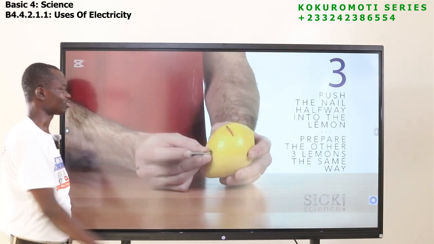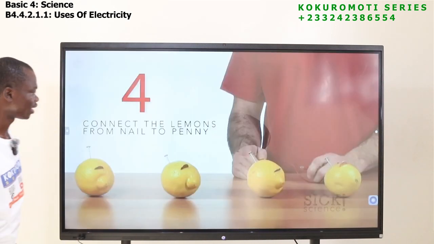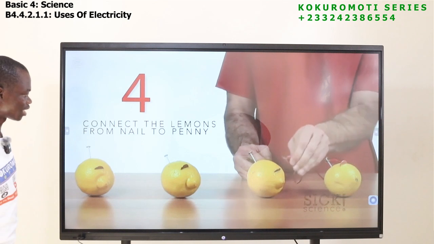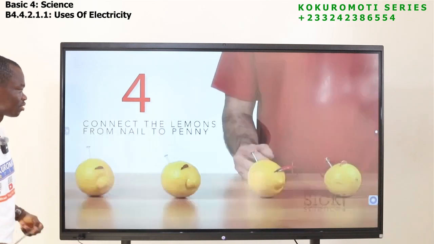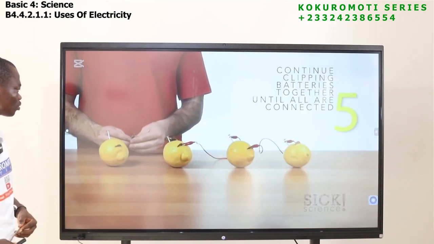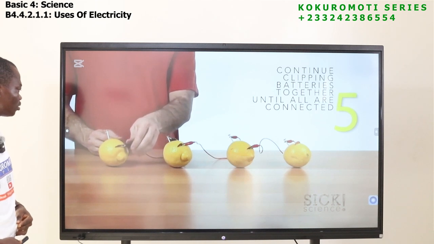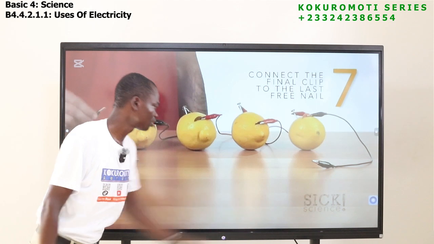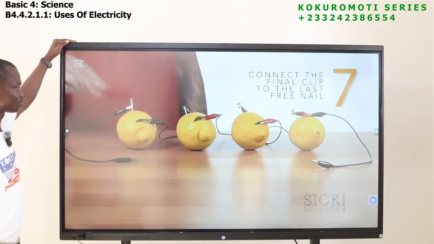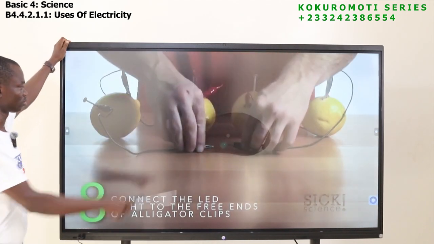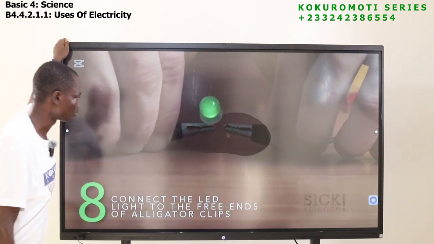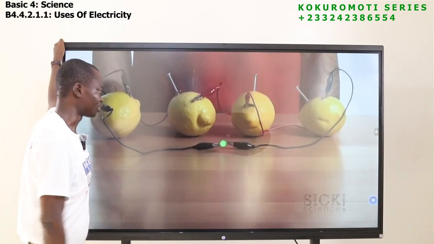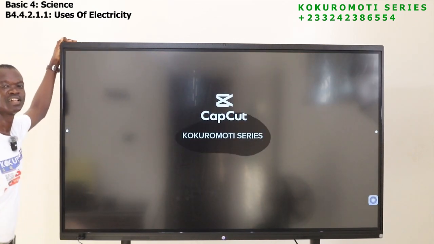So here you fix the coin and the nail. You have all of them fixed. After that, you connect the lemons with wire. So the wire is connected to all of them. You join this and this, and then you connect it to the LED. The LED is where the light will come from. Okay, so this is how electricity is generated from lemon.